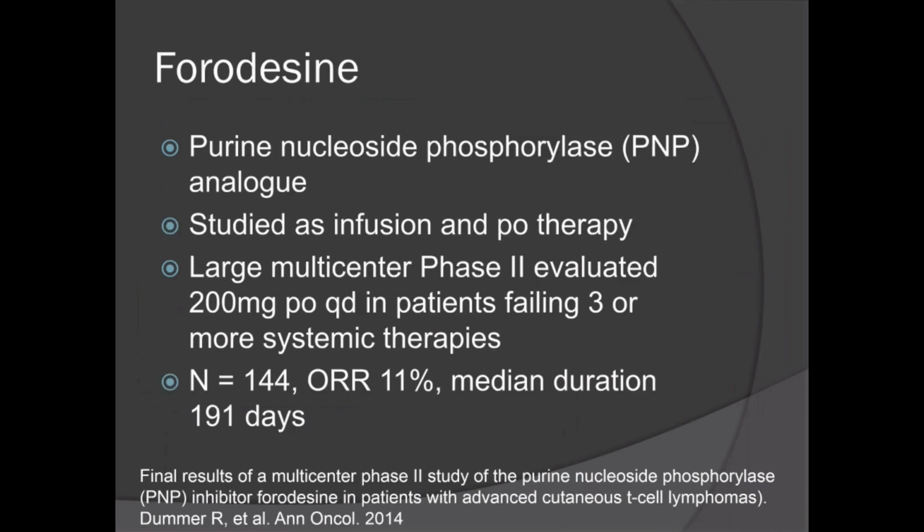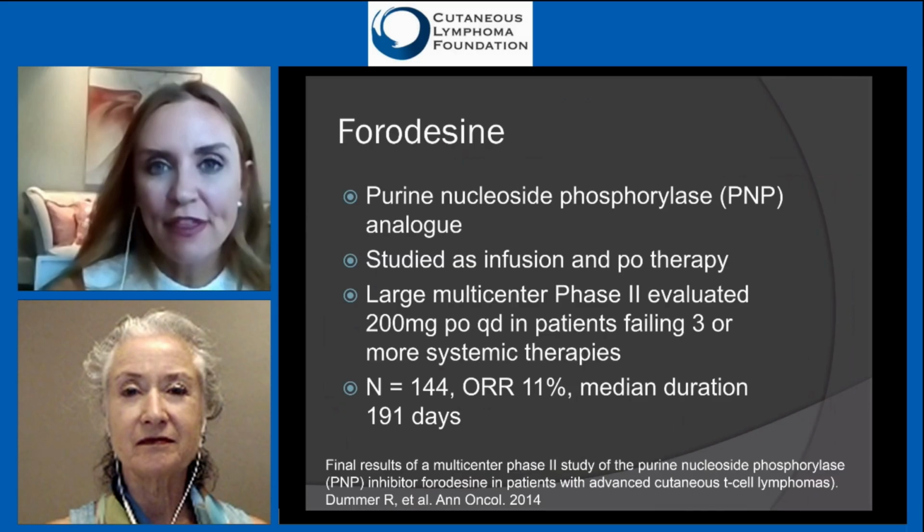All right, for adenosine, this is not a drug that is used all that widely. It's called a PNP analog. It's been studied in both infused and oral forms. There was one big initial phase 2 study looking at 144 patients, and it showed an overall response rate of 11%. So not something that would be first or second or even third line therapy, but may be useful for patients who failed a bunch of other drugs and you're looking for other options.